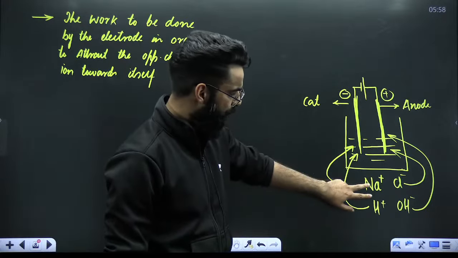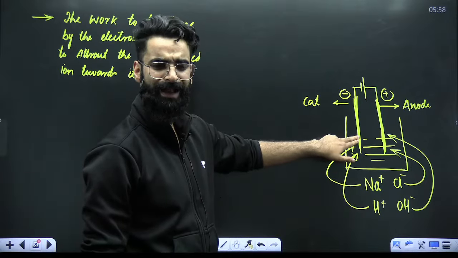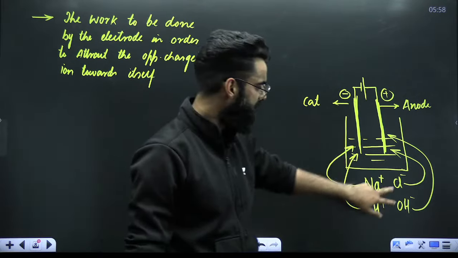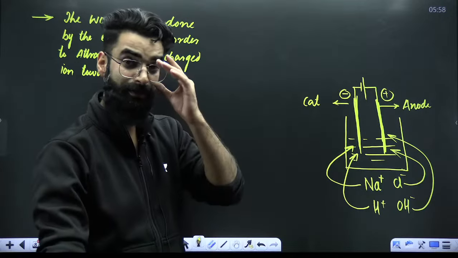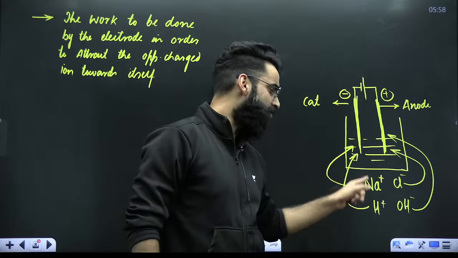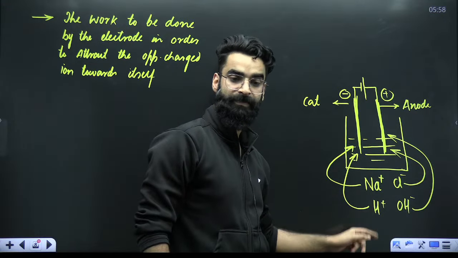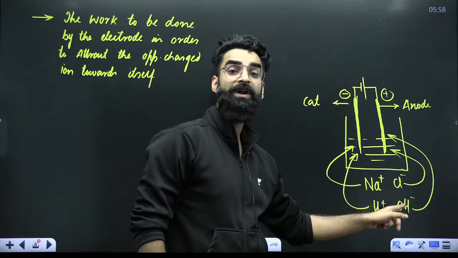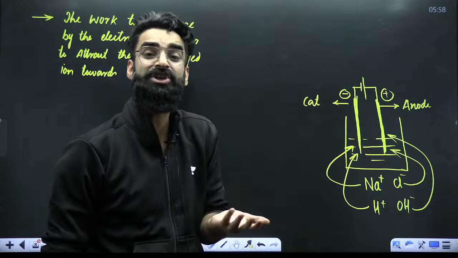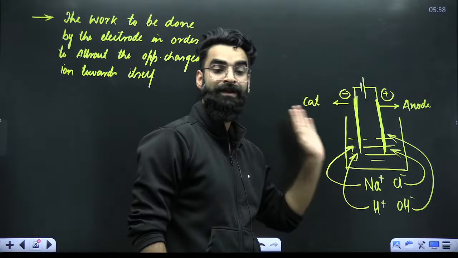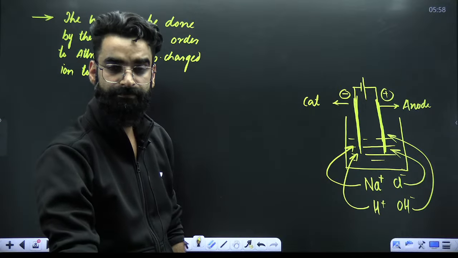Perfect. We have got two cations here, and both of them would want to go to the cathode and undergo reduction. Similarly, both these anions would want to go to the anode and undergo oxidation. But among these two ions, which one will actually undergo reduction, and among the other two, which one will undergo oxidation? That depends on the discharge potential of these ions, right?